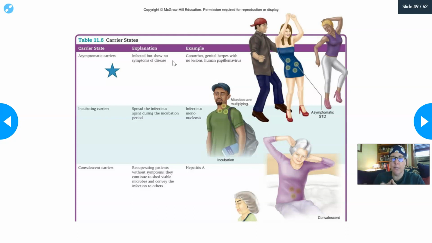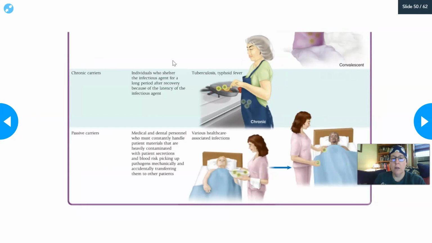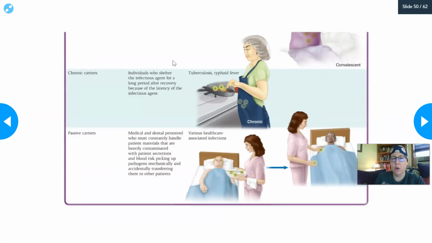And then we have convalescent carriers. Those are the ones that are recuperating, but in certain instances, they can still spread the disease. Hepatitis A is one where the convalescent carrier can spread the disease. And then we have chronic carriers, or individuals who shelter the infectious agent for a long period after recovery because of the latency of the infectious agent. Tuberculosis and typhoid fever are two of those where you can have chronic carriers.